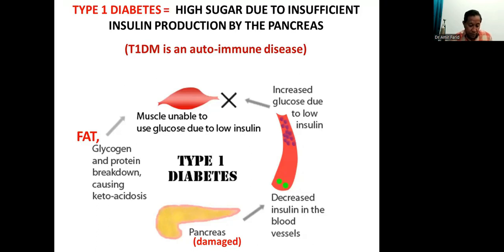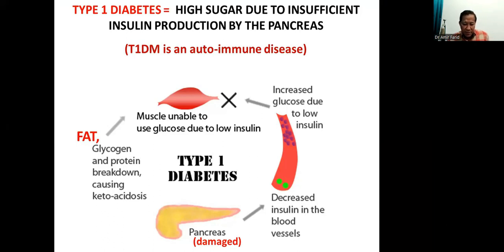Okay, so the next is, we know that insulin resistance, our main issue is diabetes, but we need to distinguish first the difference between type 1 diabetes and type 2 diabetes. In type 1 diabetes, there is high sugar levels in the blood due to insufficient insulin production by the pancreas. Type 1 diabetes is an autoimmune disease affecting the beta cells, causing beta cell dysfunction and reduced production of insulin.